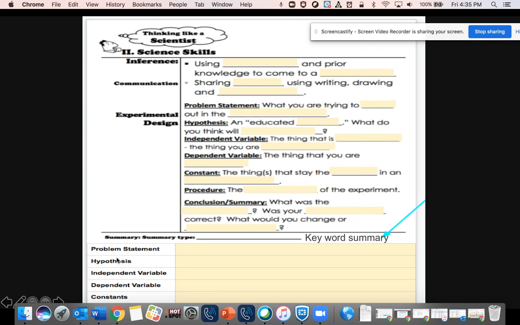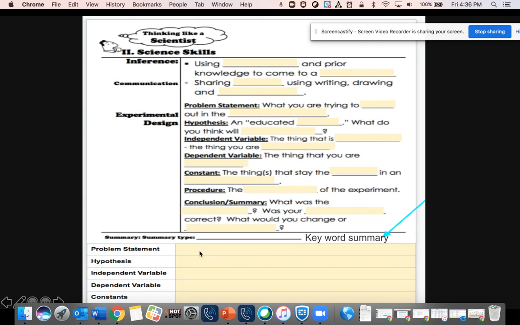And then the 5 words here: problem statement, hypothesis, independent variable, dependent variable, and constants. These are what I want you to write on the bottom. And then we are going to just do a very simple definition. So I don't want you just to copy everything that's on there from above. I want you to make your own statement in only a few words that sums up that vocab. So if you want to follow my example, you are welcome to use my example. If you want to use your own, you can. That's fine too.